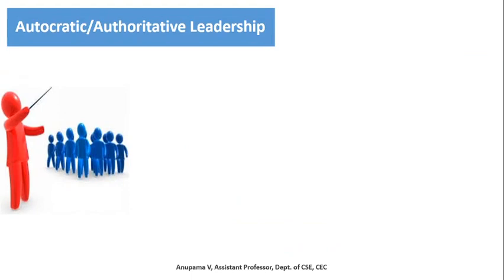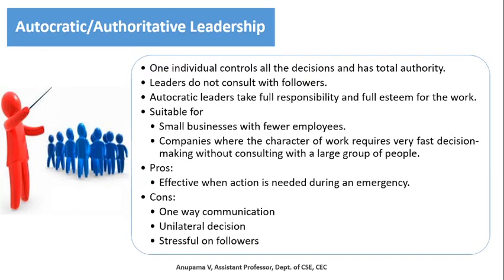In the autocratic style of leadership, the leader takes the decision on his own without consulting his subordinates. That is, one individual controls all the decisions and has total authority, and leaders do not consult the followers. Autocratic leaders take full responsibility and full esteem for the work.